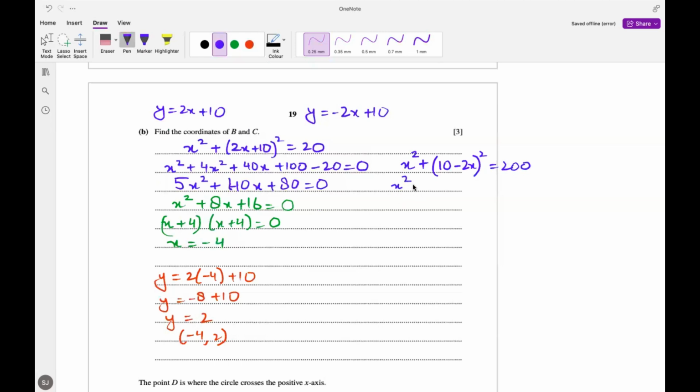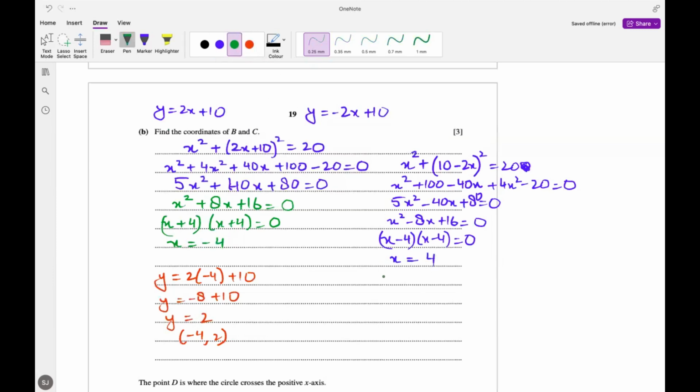So this will be x squared plus 100 minus 40x plus 4x squared, and then we can bring the 20 to this side. This is not a 200, this is a 20. Simplifying, we'll get 5x squared minus 40x plus 80 equals 0. Simplifying this, we'll get x squared minus 8x plus 16 equals 0. In this case, the factors will be (x minus 4)(x minus 4) equals 0. So the value of x will be positive 4.